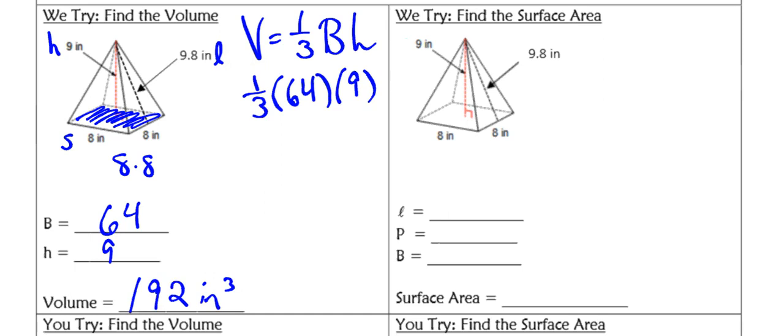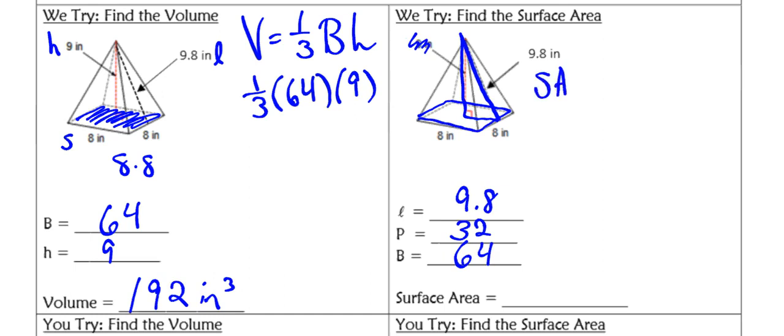Surface area, the base doesn't change. I don't need to find that again. That's still 64. Perimeter's a little bit different. That's adding up the 4 sides, or 8 times 4, which is 32. Now I'm not using the true height here. I'm using the slant height, which is 9.8. Sometimes you might need to find that. You can set up a right triangle there. You can kind of see it drawn here. You'd use 9. You'd actually use 4. And then you'd find that that slanty side has to be 9.8. Here, they're kind of nice. They just gave it to us.